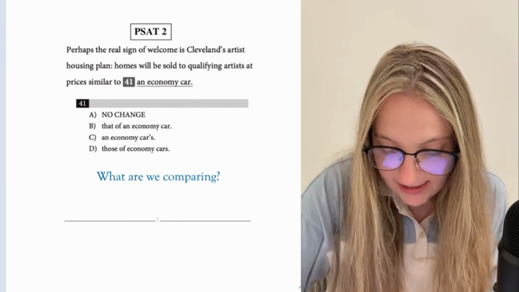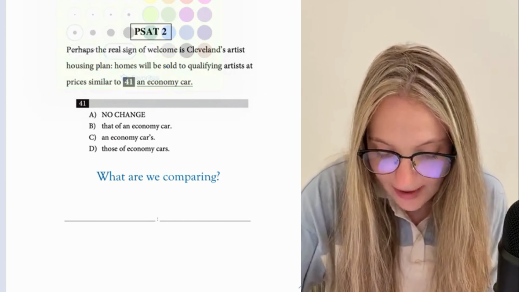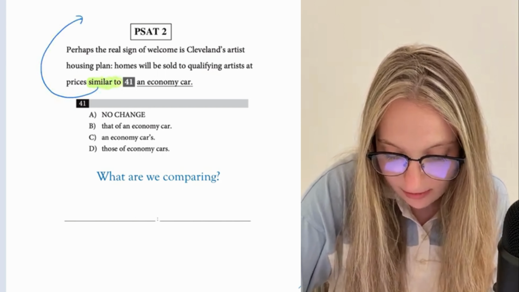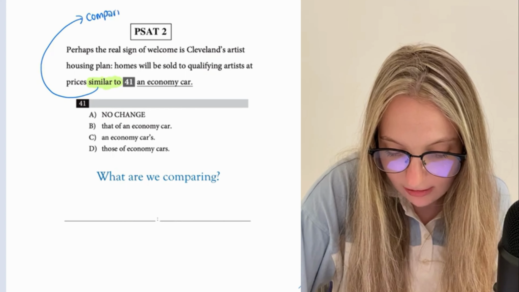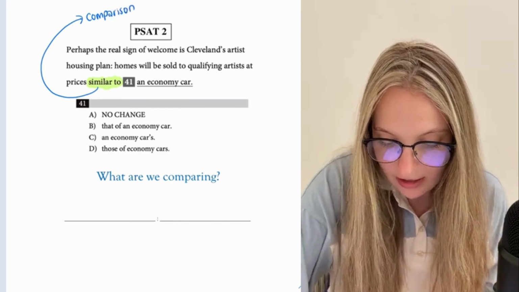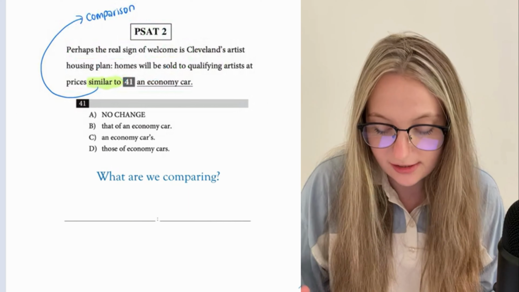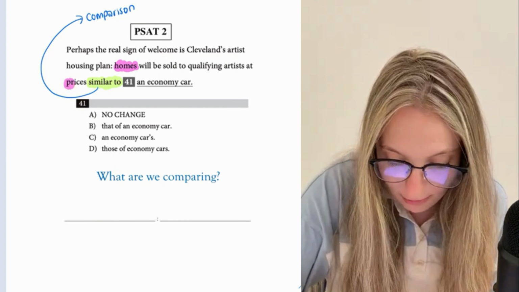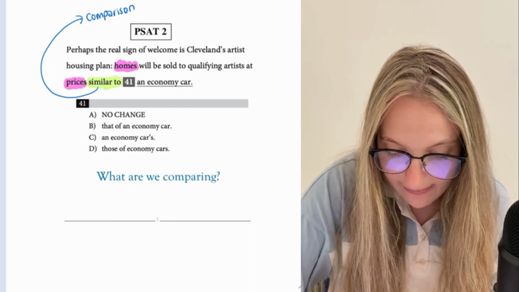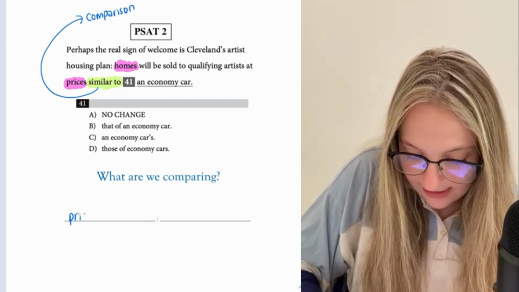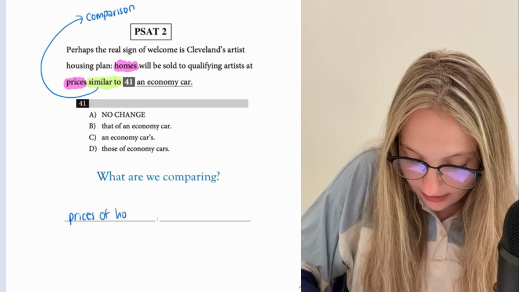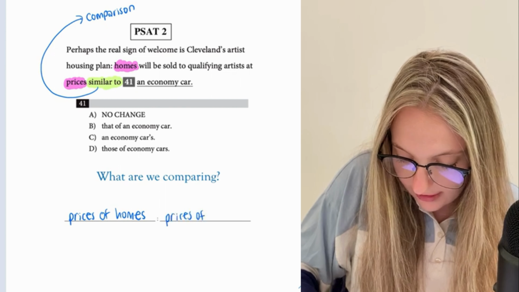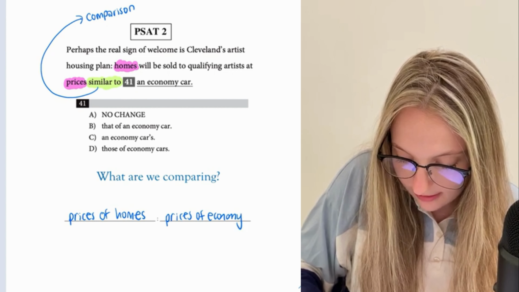Alrighty, PSAT 2, we see that the comparison word here is the same as the first example that we looked at. So we see similar to, so again, we know that we are dealing with a comparison question. So scan the sentence right before the comparison word. Homes will be sold to qualifying artists at prices similar to blank. So we're basically comparing the prices of homes. And let's see, we should be comparing that to the prices of economy cars.